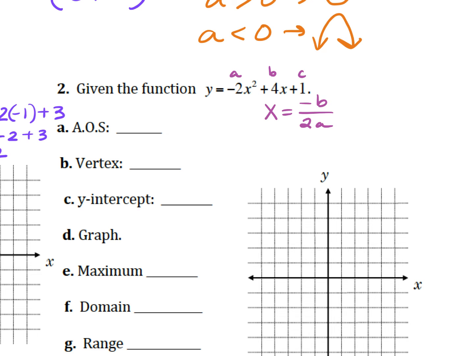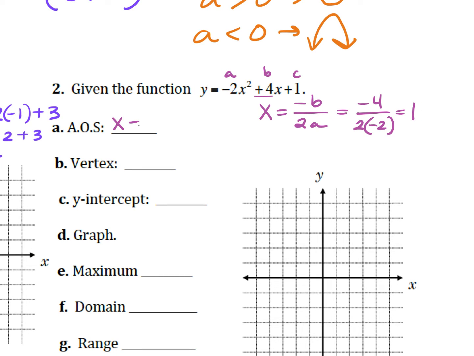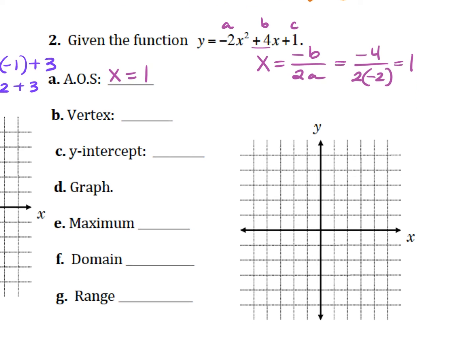So if we do a -b, right now it's a +4, so the opposite of that is going to be a -4 over 2 times what? -2. Okay, so -4 over -4 is a +1. So your axis of symmetry is x equals 1. And I cannot tell you how crucial negatives are in this stuff, because you make a mistake with a negative and the whole problem goes awry, right? We don't like that at all.